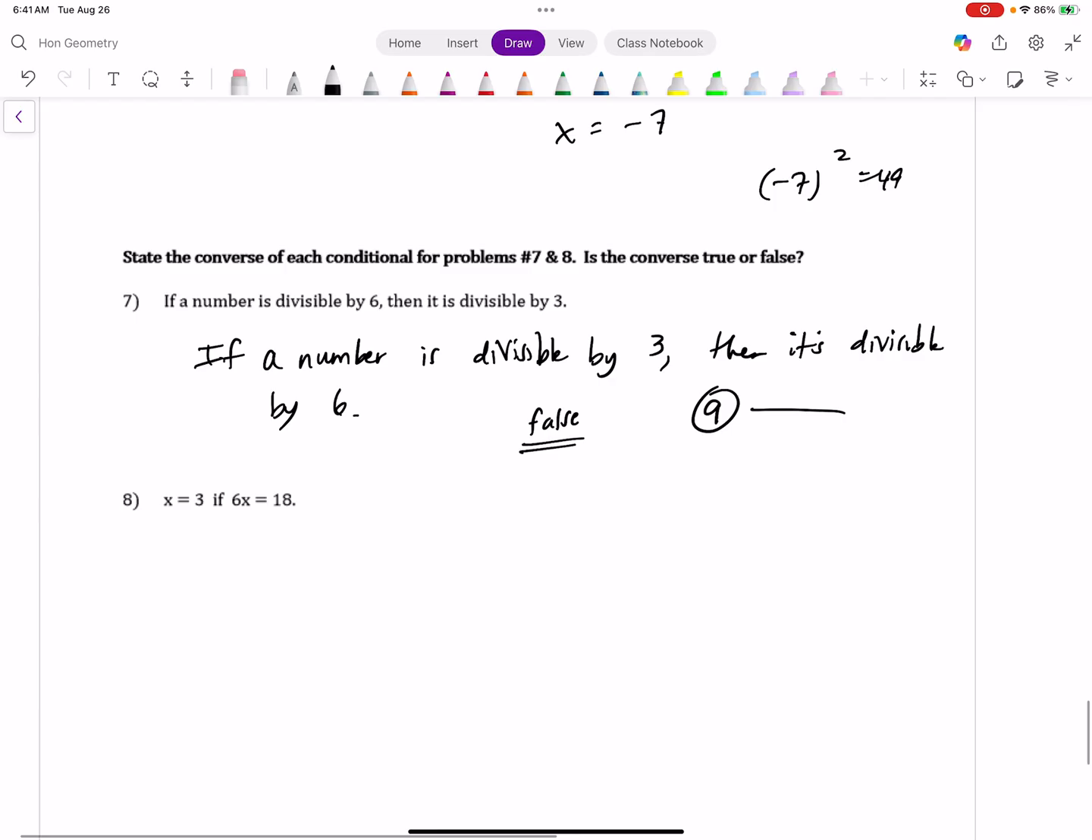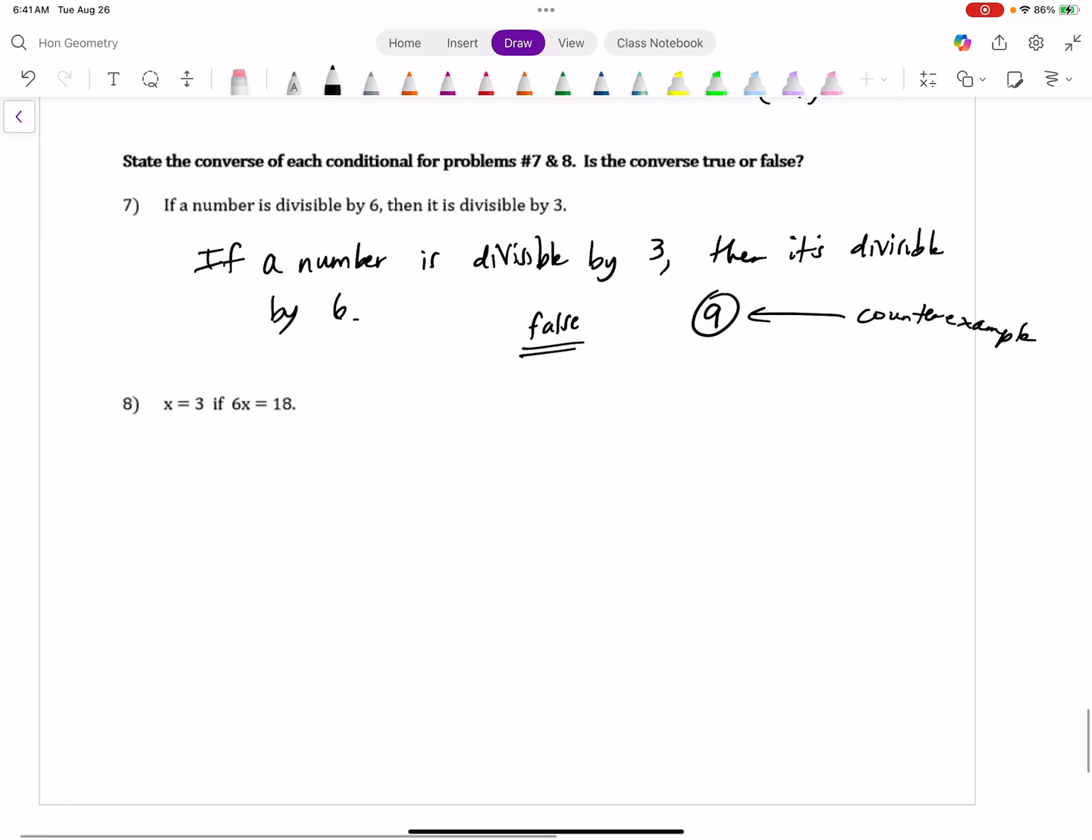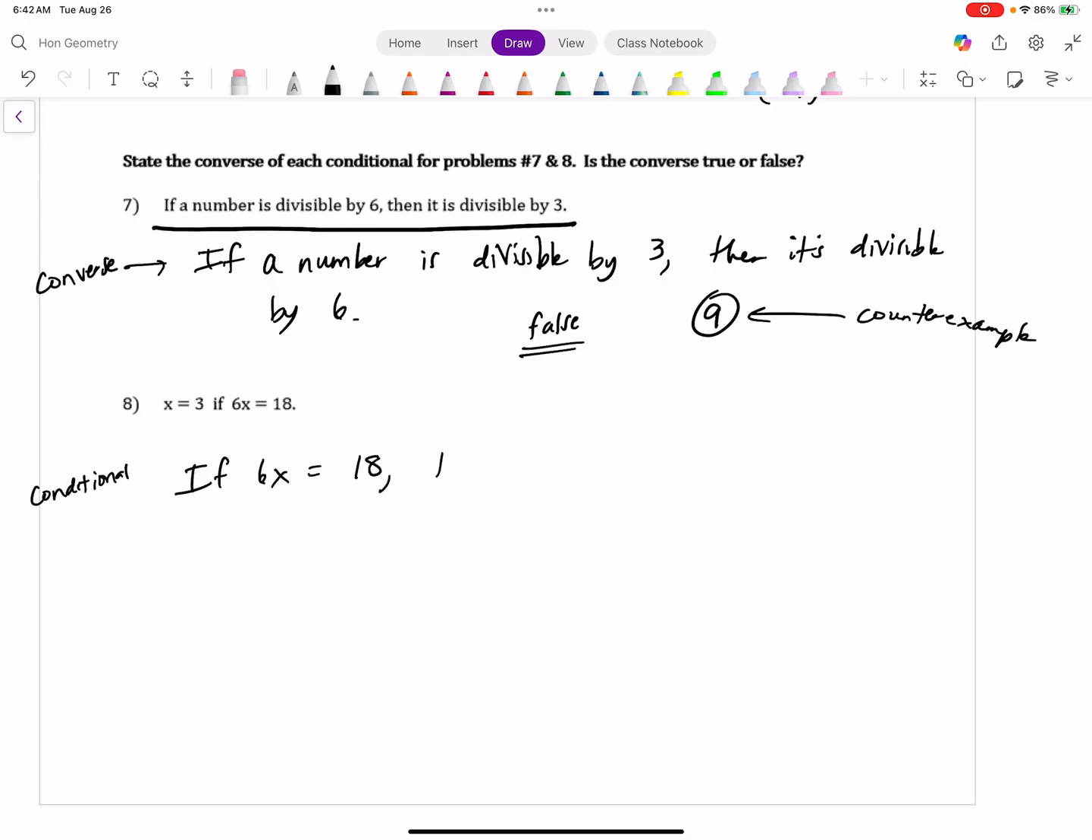And this would be a counterexample that can prove why it's false. Okay. So x equals 3 if 6x is 18. So let's write it as an if then. This is the converse. I was ready on this one because it started out as an if then. This is just me rewriting this statement. So this is just my conditional. So if 6x equals 18, then x is 3.